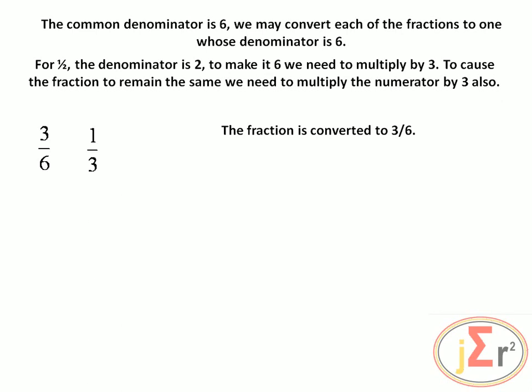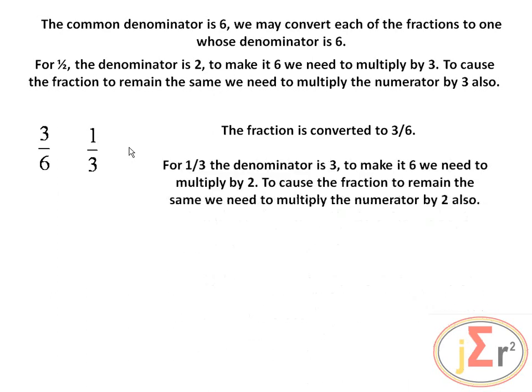One-third, taking the same approach. The common denominator is 6. In order to make 1/3 a fraction whose denominator is 6, we multiply this 3 by 2 to get 6. But that cannot be legitimate unless we multiply 1 by 2 also. So multiply both numerator and denominator by 2. So we get 2 ones are 2 and 2 threes are 6. So 1/3 is actually 2/6.